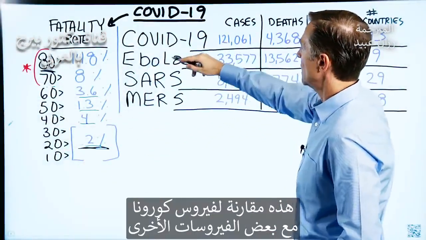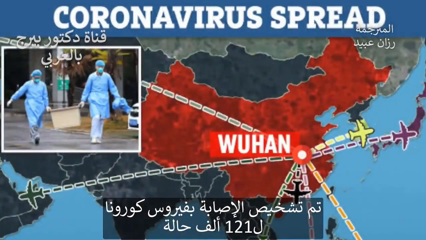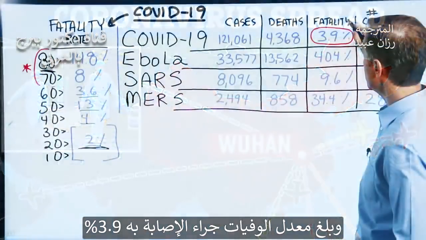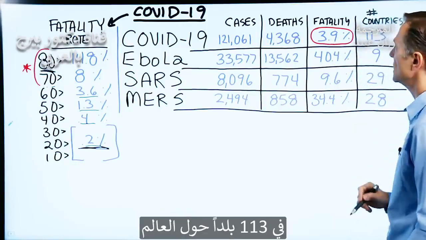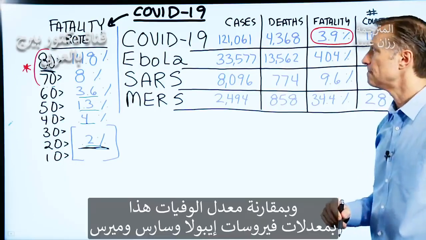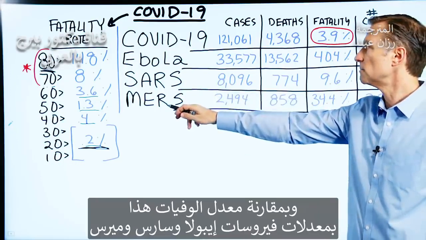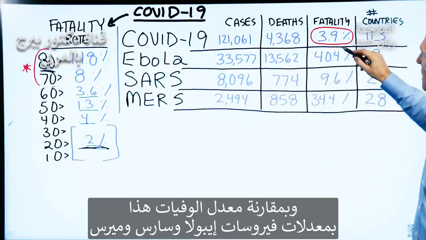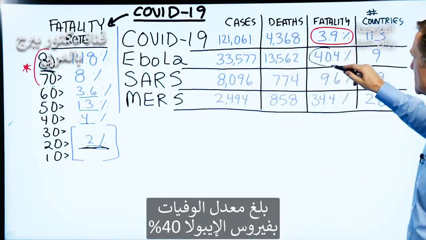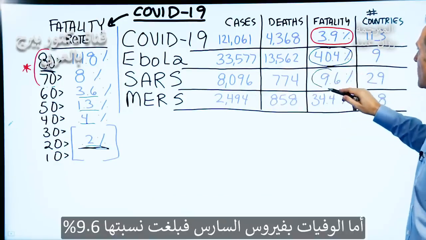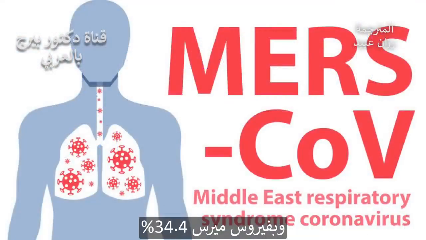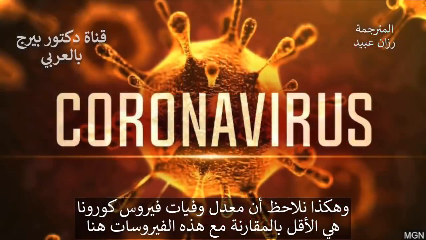Here's the virus compared to other viruses. There's 121,000 cases. If we take a look at the fatality percentage, it's 3.9%, okay, in 113 countries. If we compare that to Ebola, SARS, and MERS, look at this. Ebola is 40%, okay, fatality rate. SARS is 9.6%. MERS is 34.4%. So the coronavirus actually has the lowest fatality rate, at least of these four right here.